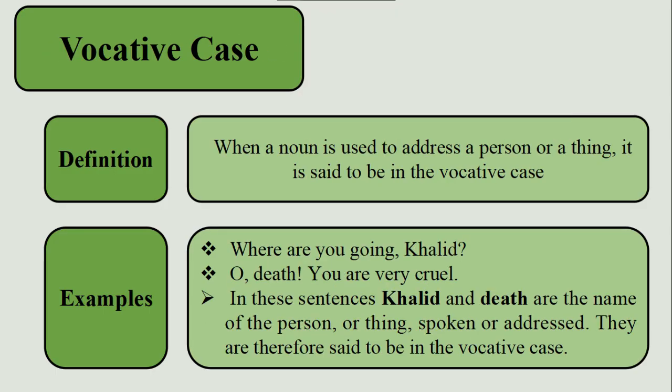Vocative. Vocative case. This is used when you're directly addressing someone or something, calling them by name, essentially. Oh, like if I said, where are you going, Khalid? Is Khalid vocative there? Exactly. You're speaking to Khalid. Or a more poetic example might be, oh, death, you are very cruel. Death is being directly addressed, so it's vocative. Okay, direct address. Makes sense.